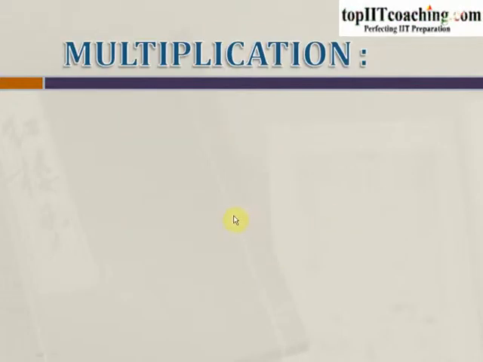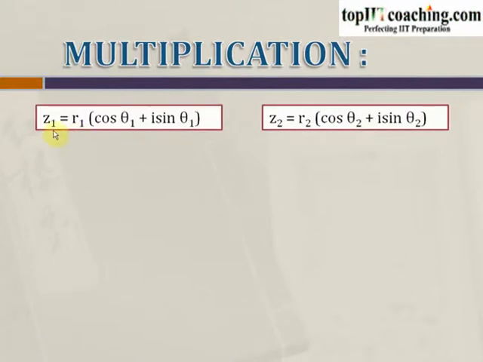Now let's see the geometrical meaning of multiplication of two complex numbers z1 and z2. Let us say that we have a complex number z1 which is represented in the polar form as r1 into cos theta 1 plus iota sin theta 1.